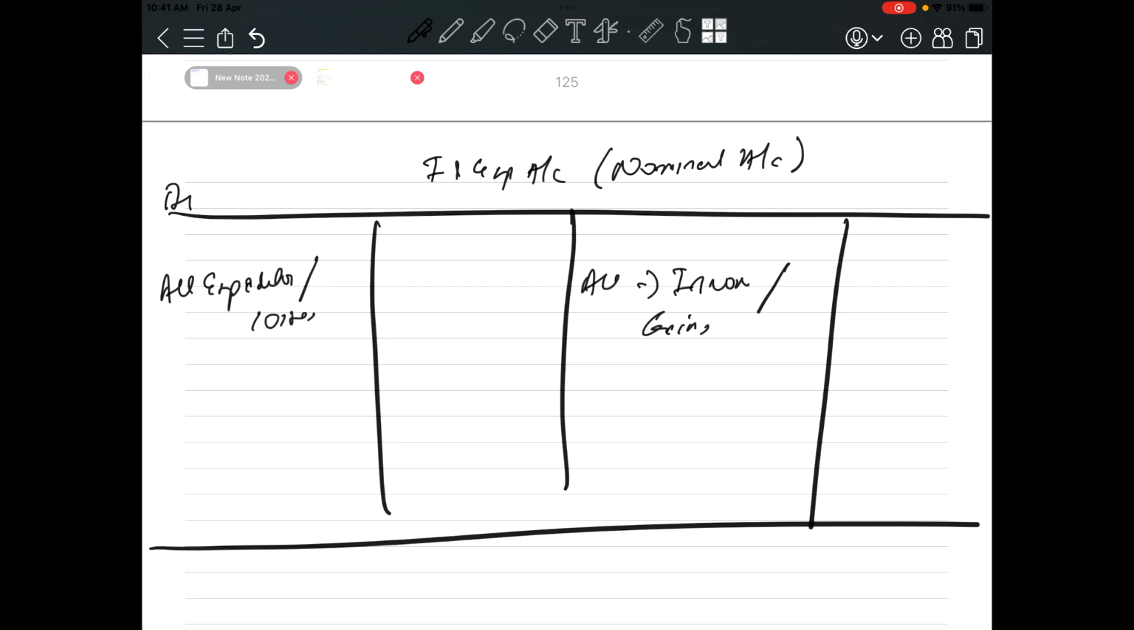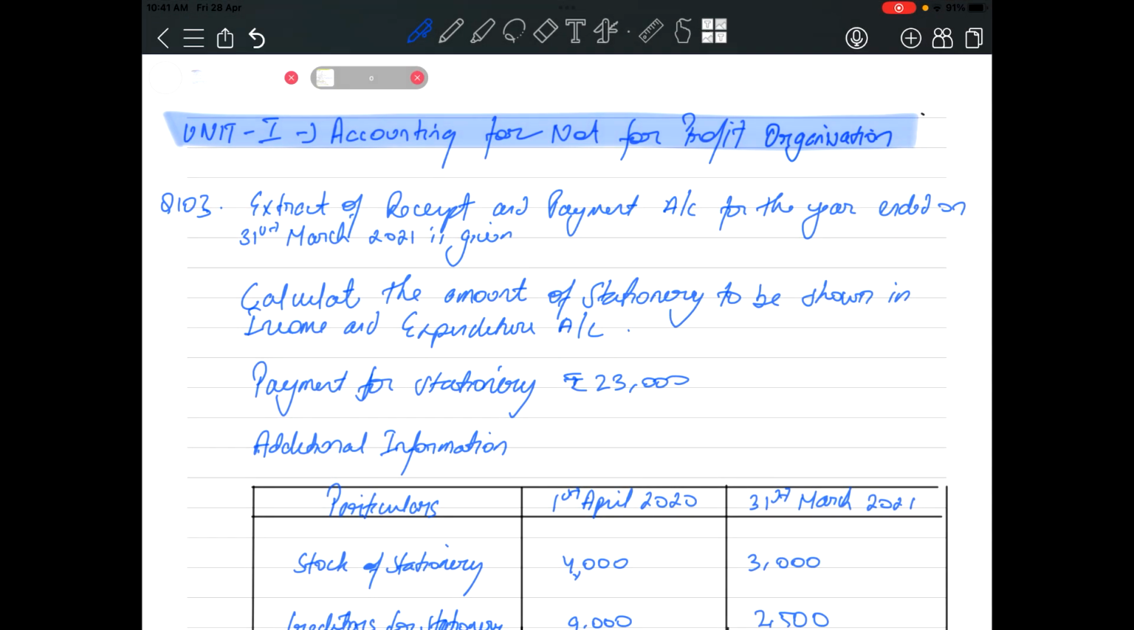Okay, simple and easy. Now we'll move with the questions. In between, if any explanation is required, I will do the explanation. And we will solve the MCQ now. So let's move with the questions now.